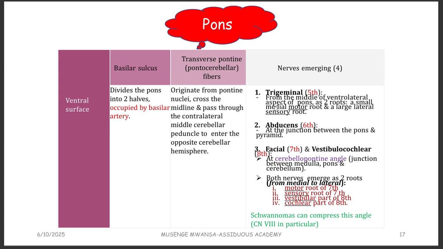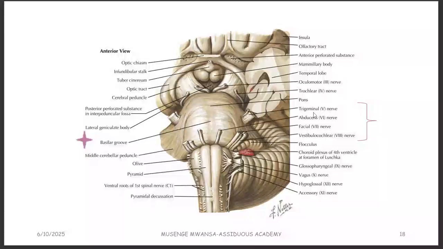So the trigeminal nerve comes from the middle of the ventrolateral aspect of the pons. So just this big one on the anterior aspect, but a bit on the lateral, this is the trigeminal nerve.